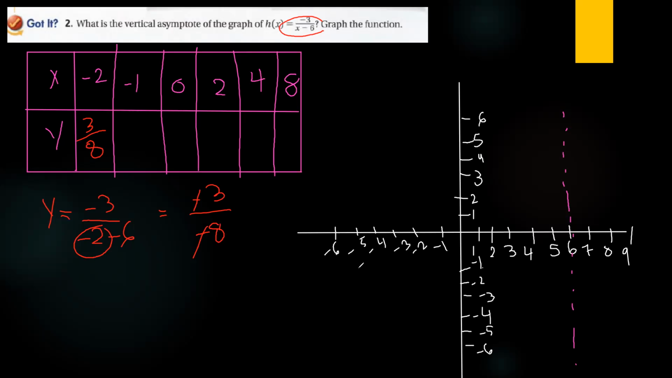The second one here, negative 3 over... Now let's evaluate with negative 1. So it comes like negative 3 over negative 7, or 3 over 7, since you can cancel them.